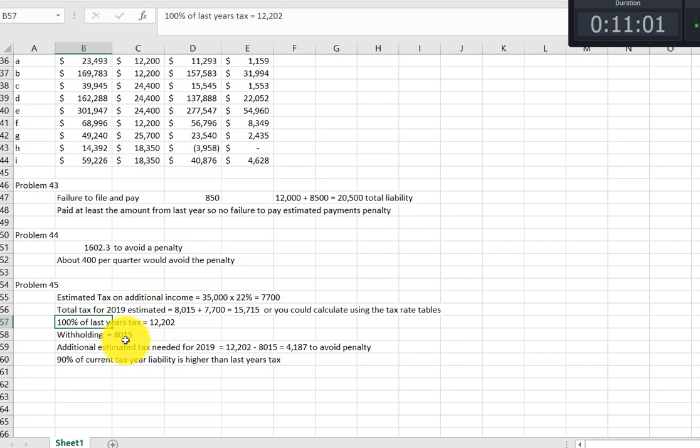We've already withheld 8,015. So we could get by with paying in $4,187 to avoid the penalty. And because it was in the last quarter of the year, they would have till January 15th to make that estimated payment and avoid the penalty on estimated payments and so forth. So the 90% of the current year liability is much higher, as we mentioned earlier.